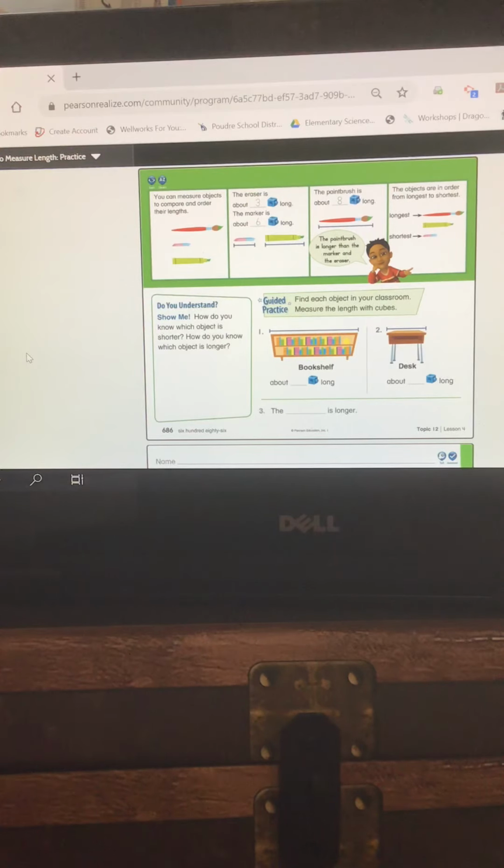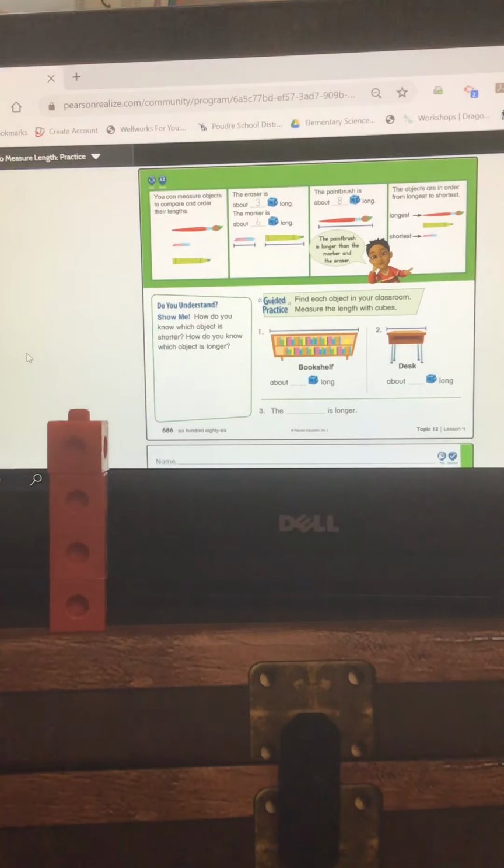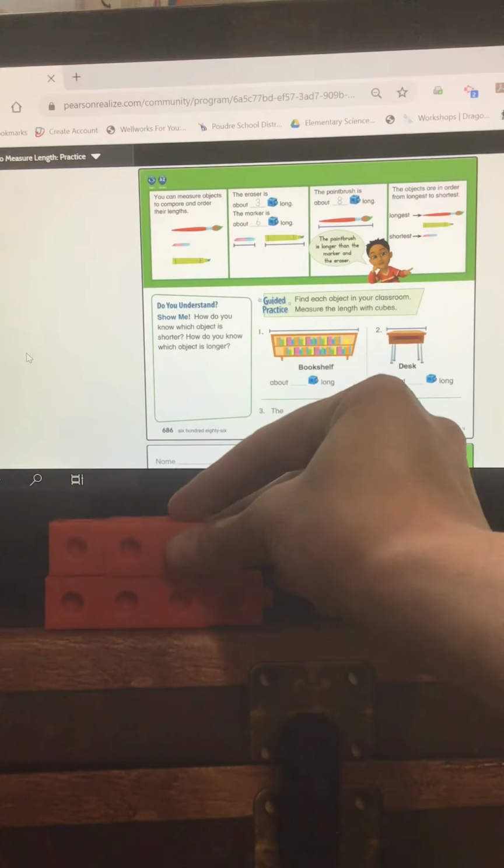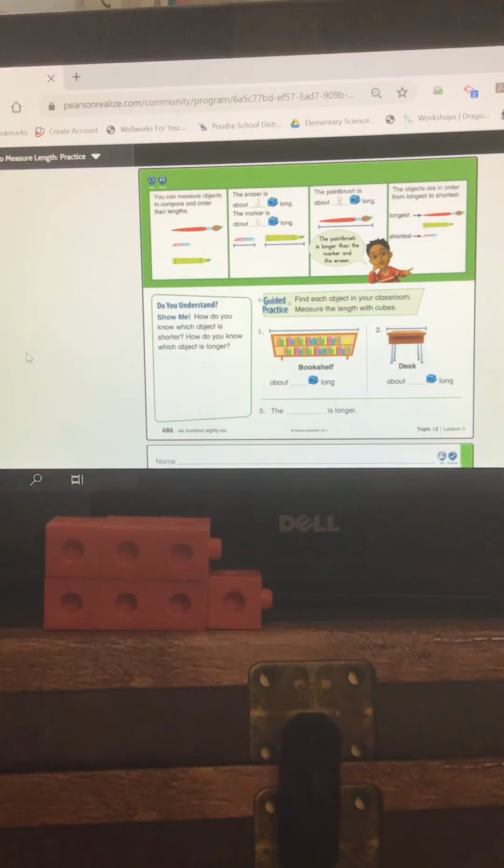Let's take a look at the how. Do you understand? Show me. How do you know which object is shorter? How do you know which object is longer? So if I line up the sides, I'm going to stick this one right here. That one is 4 cubes long or tall. And then here, I'll lay it down on its side. There's 4. And then this one is 3, so that one is shorter.